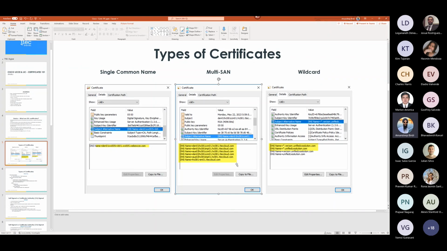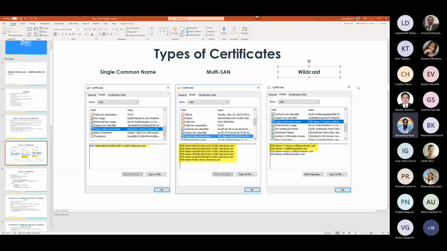I don't know if there's any limits, but I've seen some applications like Google, for example. If you go look at their certs, they've got tens of them in their SAN, right? Microsoft has the same thing. So a lot of applications are using this. So that's multi-SAN. Next is wildcard.